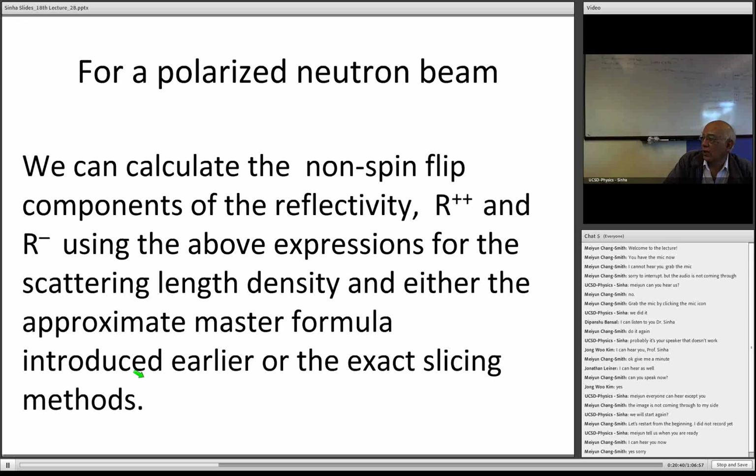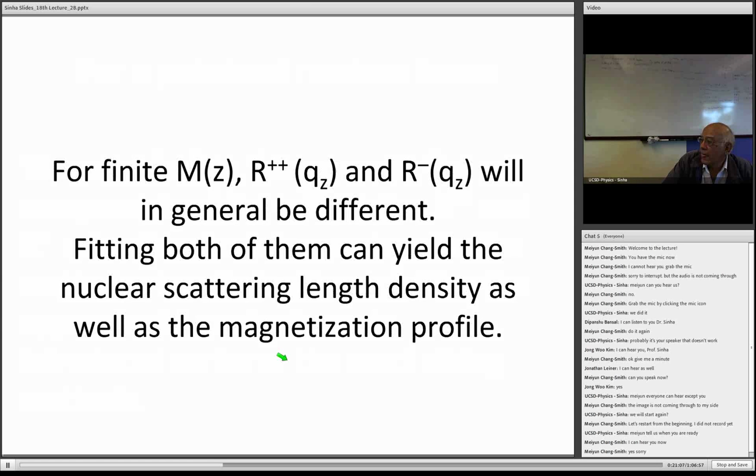So this is just saying what I said, and in analyzing these magnetic reflectivities, you can either use the approximate master formula, which is not rigorous, but is sometimes useful in getting some idea of the magnetization profile, or the exact slicing methods that I've discussed before. So either of those methods can be used to discuss the magnetic reflectivity. Can I go to the next slide, please? So we have to, in general, fit both curves, both plus and minus, and they will be different if a magnetization is present. And you can fit both of them and get, as I said, both the nuclear scattering length density as well as the magnetization profile. Can I have the next slide, please?